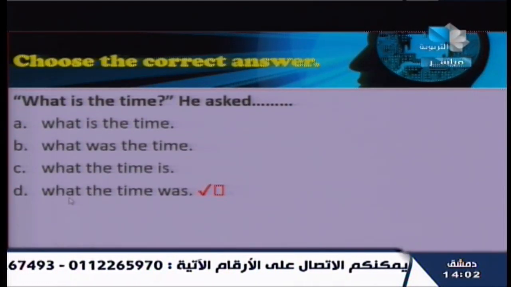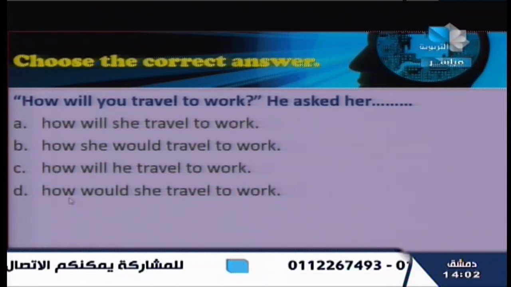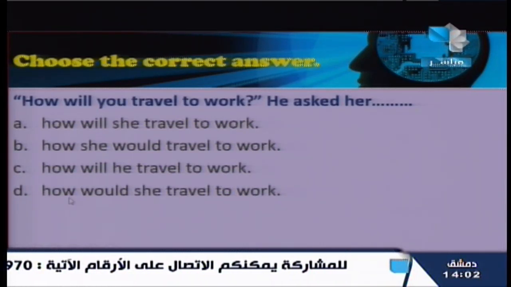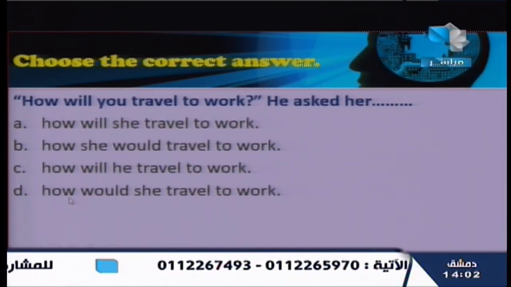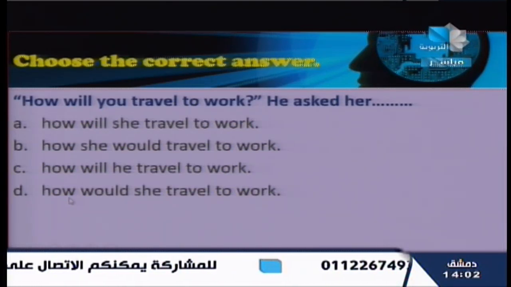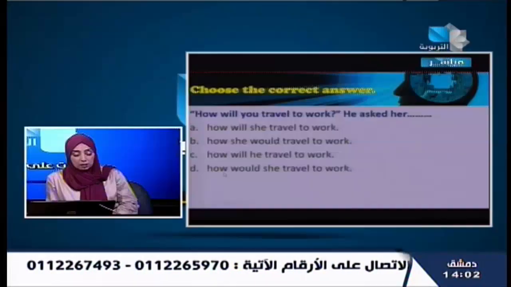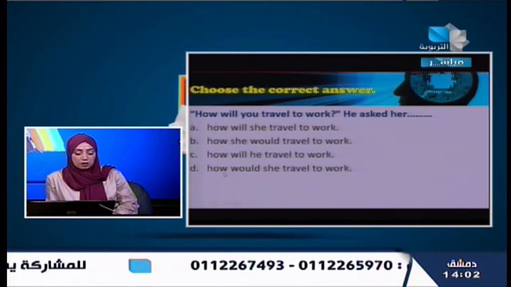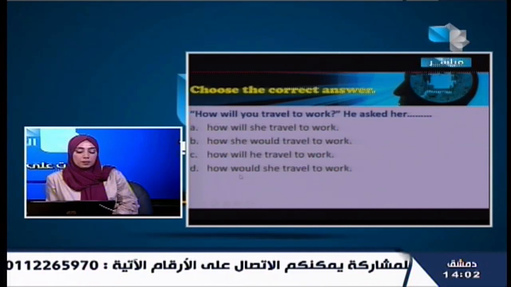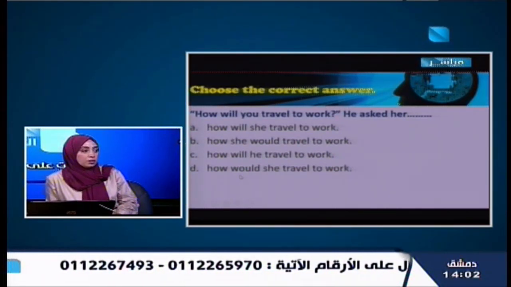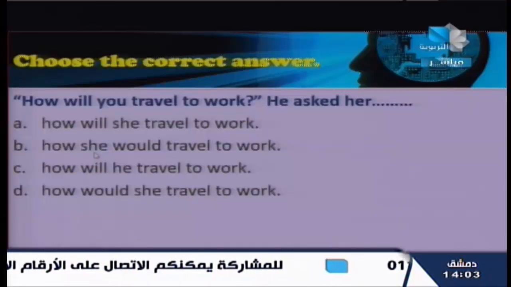Next one. We have another sentence. How will you travel to work? He asked her. A, how will she travel to work? As you said, definitely not, no inversion. B, how she would travel to work. C, how will he? No, definitely not. And D, how would she? Also, we are still in the question form, that's not acceptable here. So B is the right answer. How she would travel to work. We want a choice in which the subject comes before the verb.